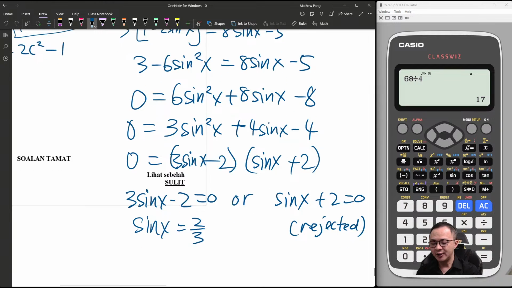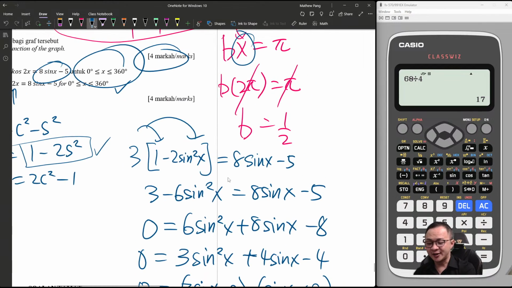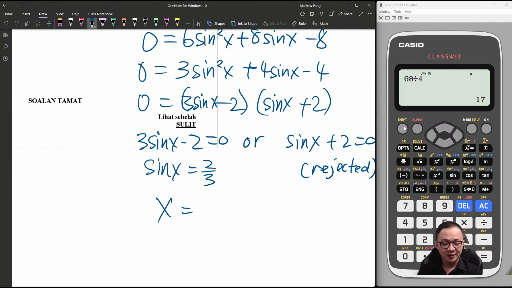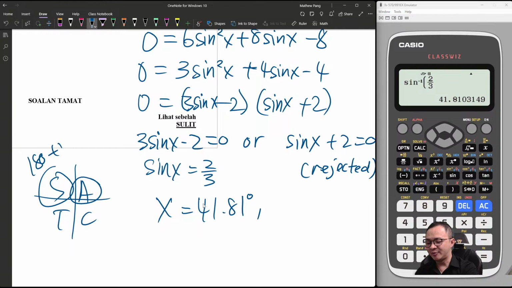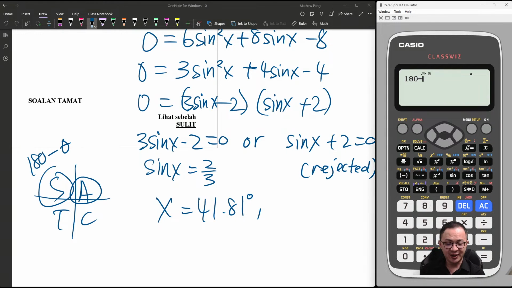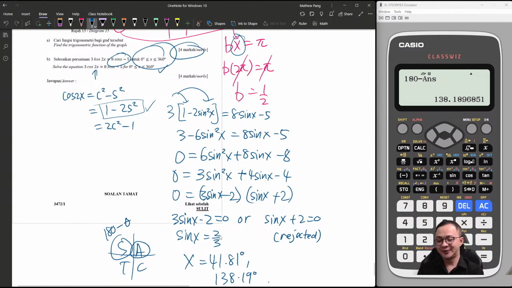It's 2/3. Then what is your range given? Up to 360. So I have two answers here. So shift sine 2/3, 41.81. Sine is positive in the first and second quadrants, right? 180 plus theta. What am I doing? I mean 180 minus theta. So 180 minus my answer, 138.19. Done. 4 marks.